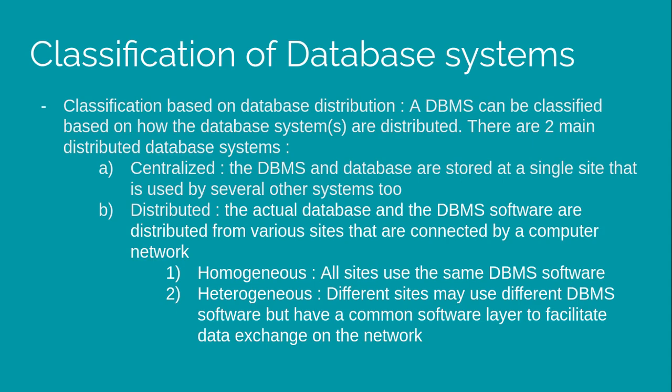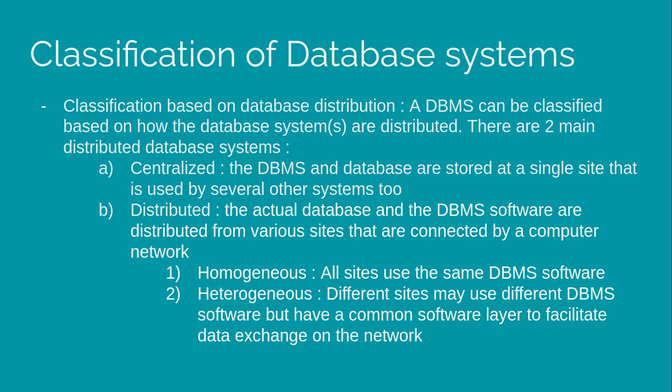Moving on, database management systems can be classified based on how the database systems are distributed. There are two main distributed database systems. First, being the centralized database system. Herein, the DBMS and the database both are stored at a single site that is used by several other systems too. Second, being distributed database systems.